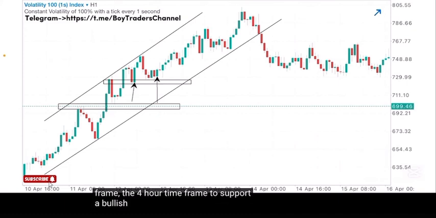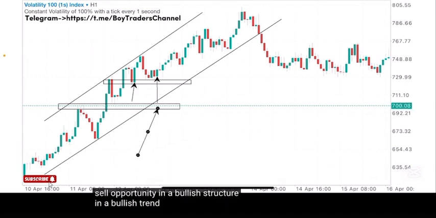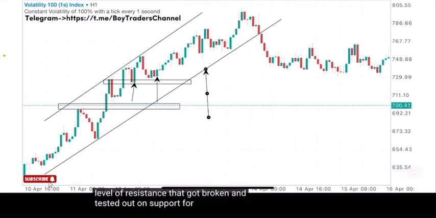To spot a bullish market structure or a bearish market structure, identify the levels in that structure. In the bearish market structure, spot a level of support which price has been respecting, a solid level, and wait for a break and retest of that level of support, not on resistance, for a sell opportunity. In a bullish structure, in a bullish trend, you have to spot a level of resistance that got broken, a solid level of resistance that got broken and tested, not on support, for buy opportunities.